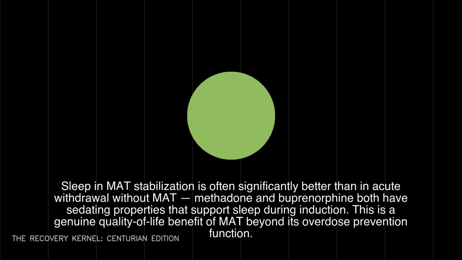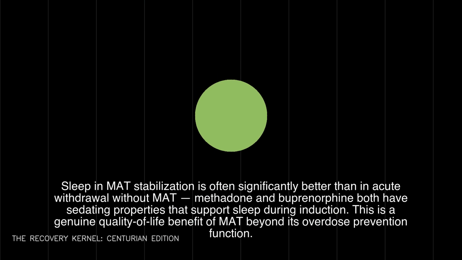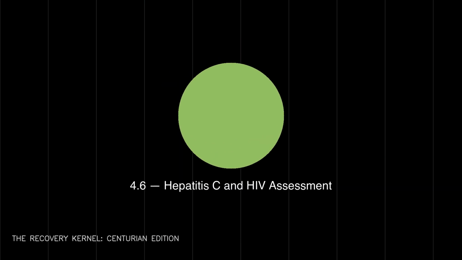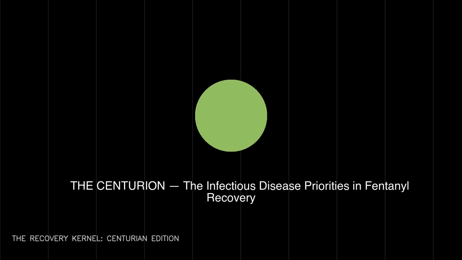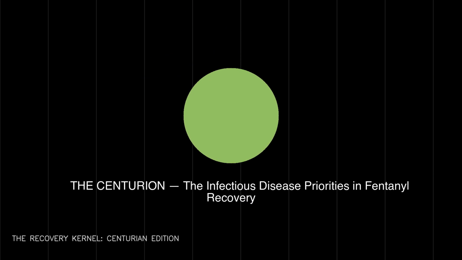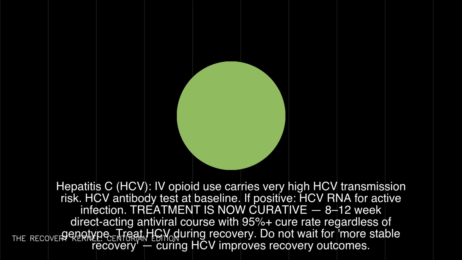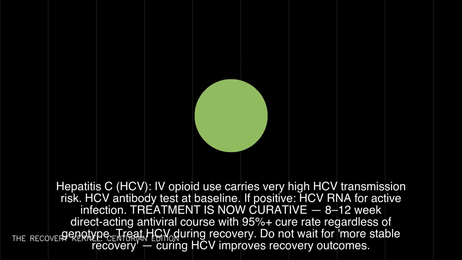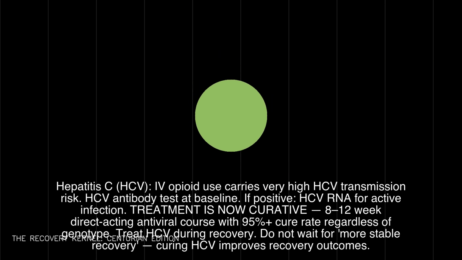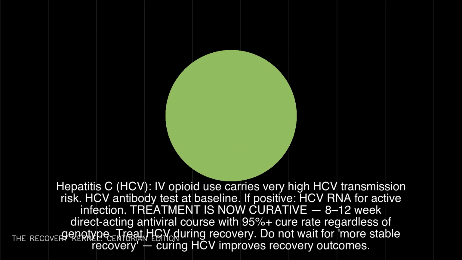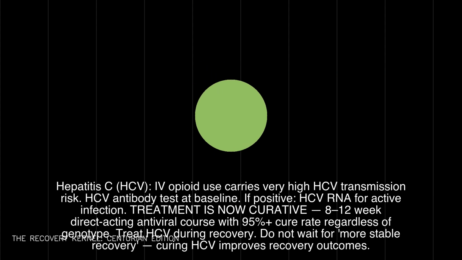4.6, Hepatitis C and HIV assessment. Classical Building the Centurion, the infectious disease priorities in fentanyl recovery. Hepatitis C: HCV. Opioid use carries very high HCV transmission risk. HCV antibody test at baseline. If positive, HCV RNA for active infection.